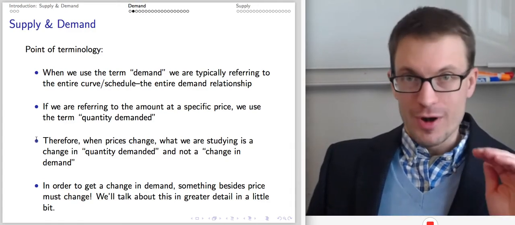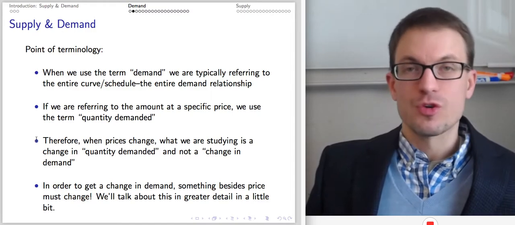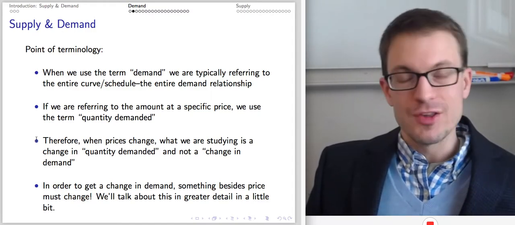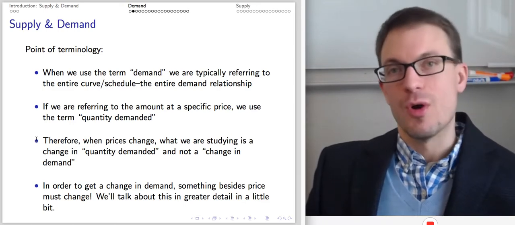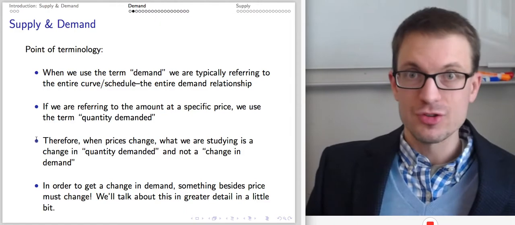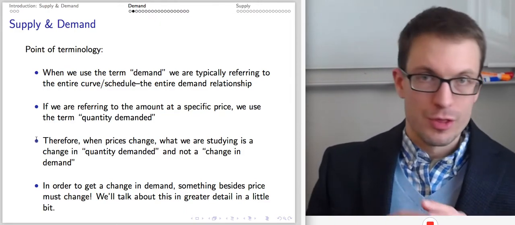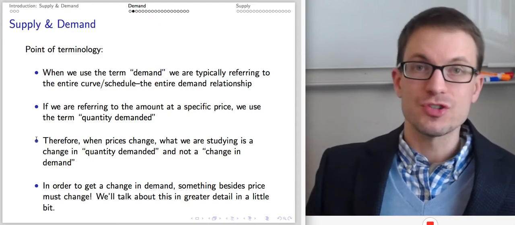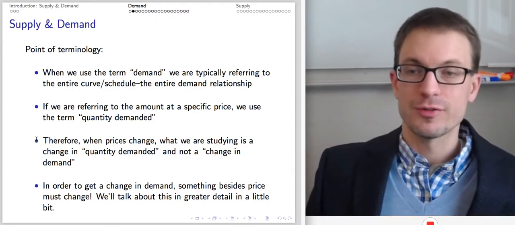So when prices rise or fall, all that can change is quantity, right? So we get a rise in price, we get a fall in quantity demanded. We get a fall in price, we'll get a rise in quantity demanded. All the while, demand, the entire relationship that binds consumer preferences and prices throughout, doesn't change. Demand doesn't change. What changes is we're moving along different points on that same demand curve.